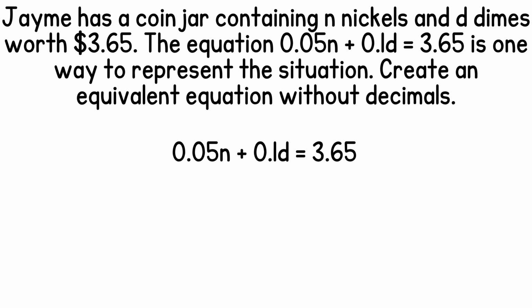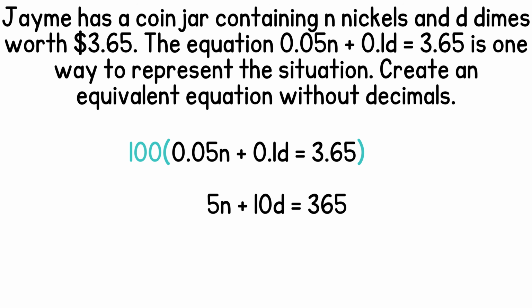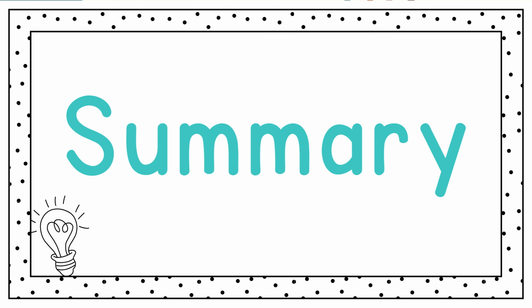So let's start by bringing our equation down. Since we want our new equation not to have any decimals, we'll need to multiply by the biggest decimal value that we have. So we have 5 hundredths, 1/10, and then 3 and 65 hundredths. Since our biggest decimal value is hundredths, we'll multiply the entire equation by 100. If we multiply both sides of our equation by 100, we'll get 5N plus 10D equals 365. So now our equation has no decimals, and since we multiplied everything by the same value, this is an equivalent equation.